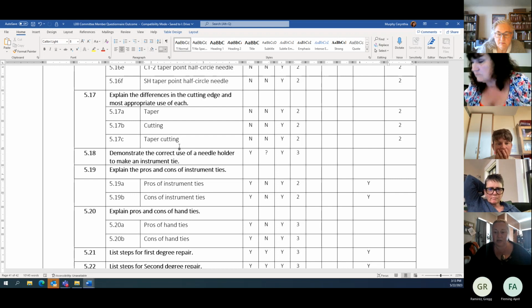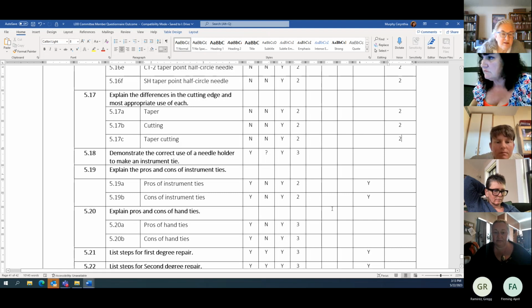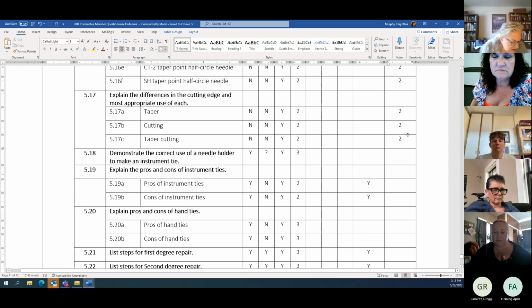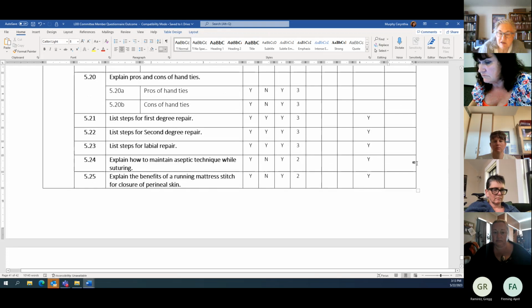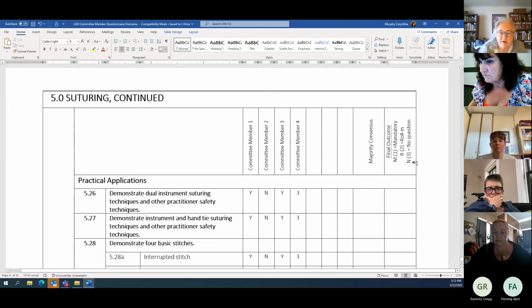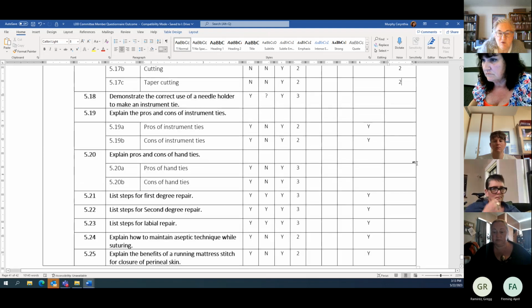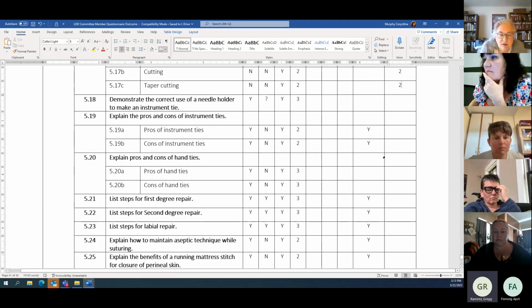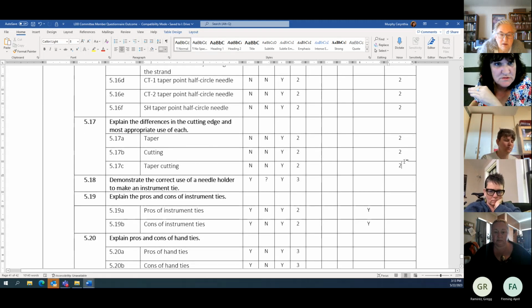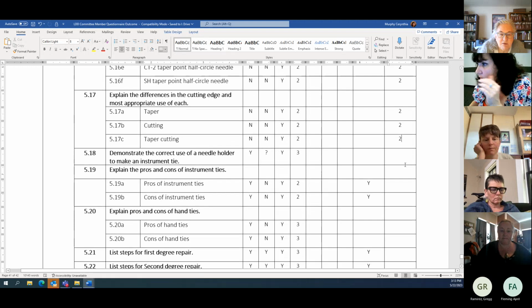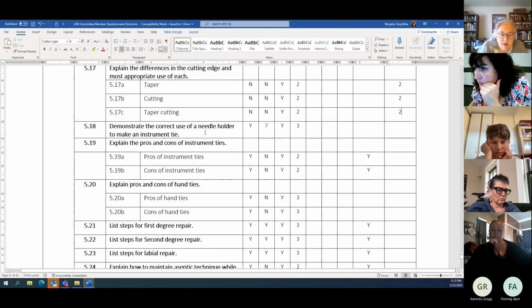I don't have a strong opinion on it. Okay. Well, when we write these questions, we're going to be using the information that explains what the most appropriate use is, as well as a description. So maybe that will take care of the problem. Once you see the questions, we can circle back around to that. Okay. So we're going to leave them at 2s. Yeah, for now. Okay. Demonstrate the correct use of a needle holder to make an instrument tie.